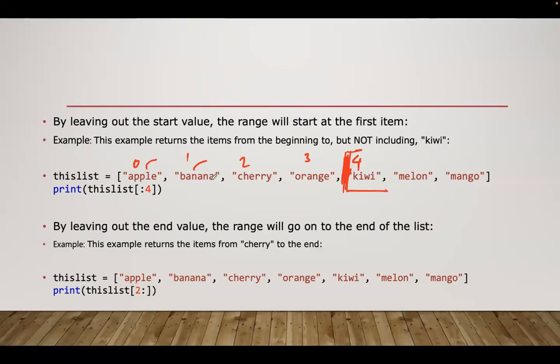So that's the meaning. So what about if I say colon item number 5? So it's going to call apple, banana, cherry, orange, and kiwi. It's going to stop here.